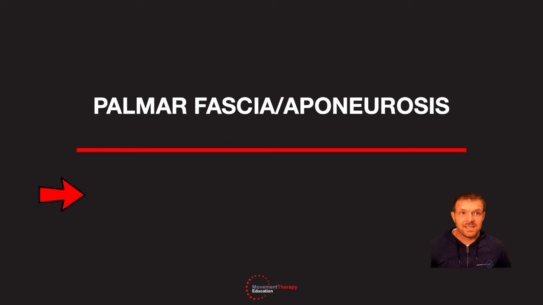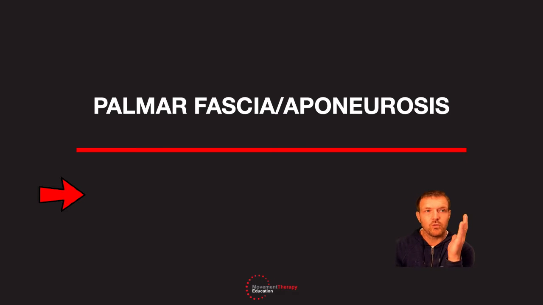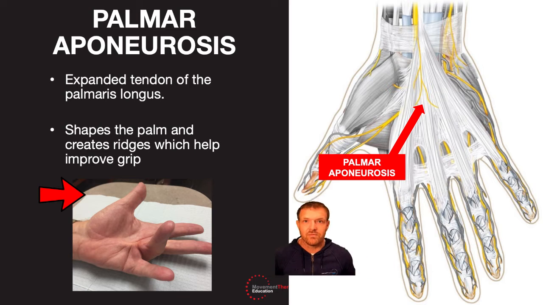So the next bit is this. It is the palmar fascia, or palmar aponeurosis. So we've got a really thick piece of fascia that's in the palm of our hand, that helps to protect all of the structures that run underneath it. So let's have a look at an image of that.